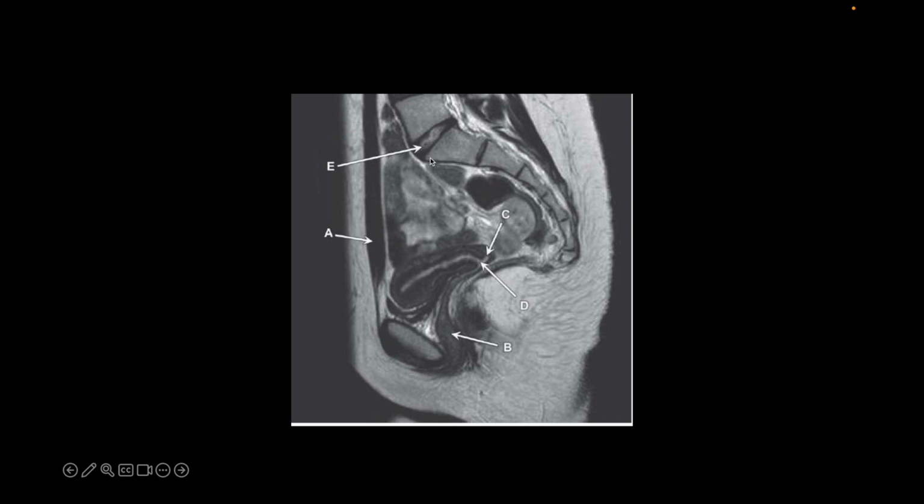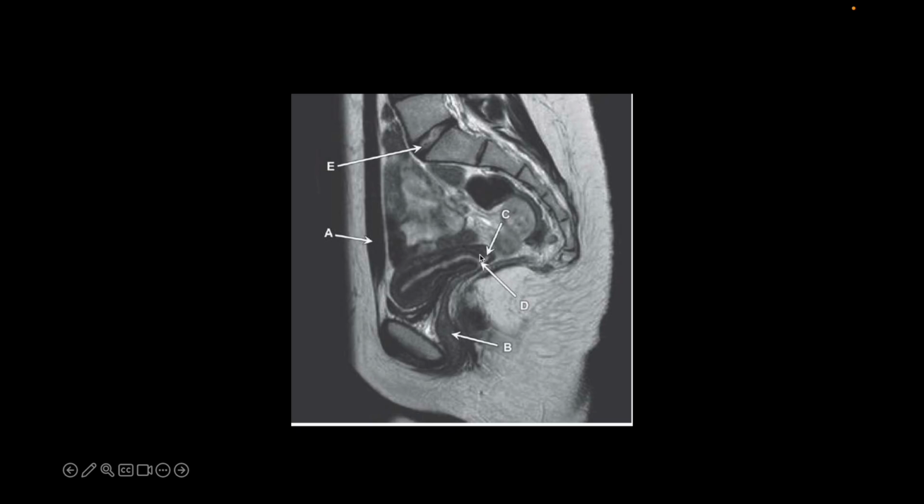This is the sacral promontory that's sort of sticking out. That's what this part of the S1 vertebral body is called. B is the vagina. C is the posterior fornix of the vagina. This little bit here that sort of goes posterior behind the posterior part of the cervix is called your posterior fornix.